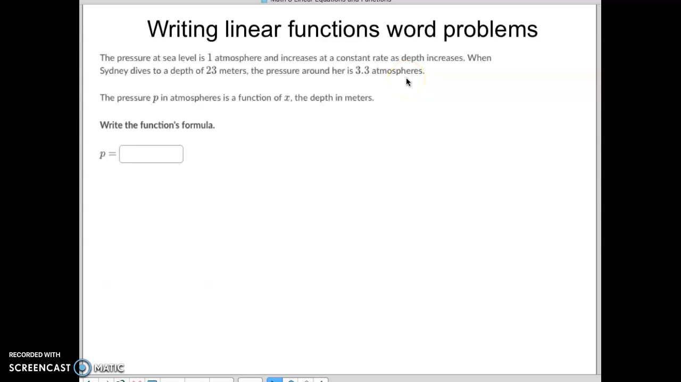So first things first, we have to figure out how fast this pressure is growing. It went from 1 to 3.3. So if we take where it's at right now, 3.3, and subtract the 1 where it started, we know it has gone up 2.3 atmospheres. Now, it did that as you dove down to a depth of 23 meters. So we simply take the 2.3 and divide it by the 23 meters, and that gives us a decimal, which is 0.1. So that's our unit rate, which is the number that goes in front of the variable.